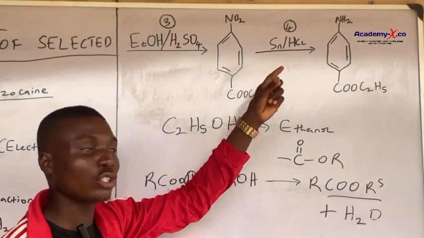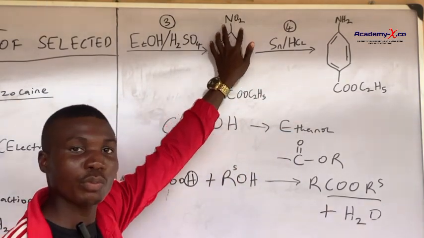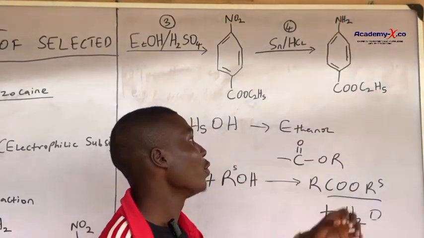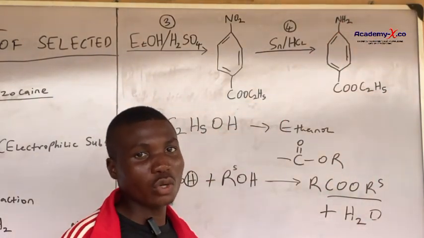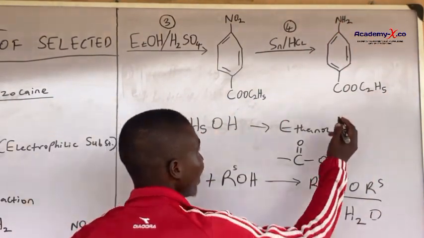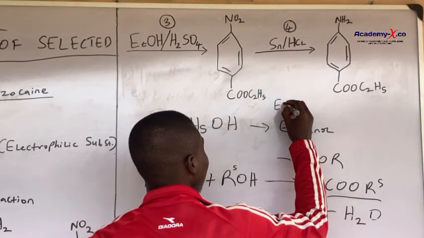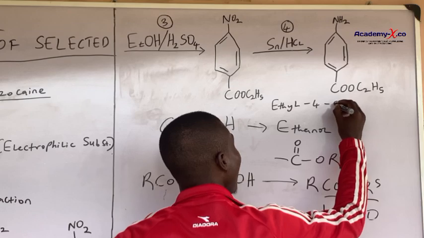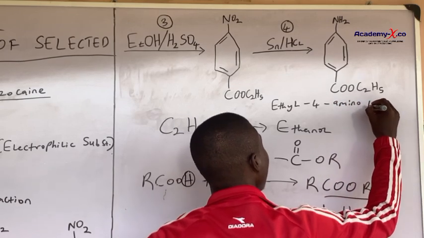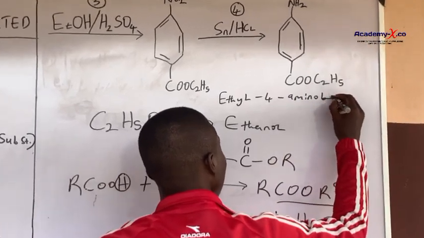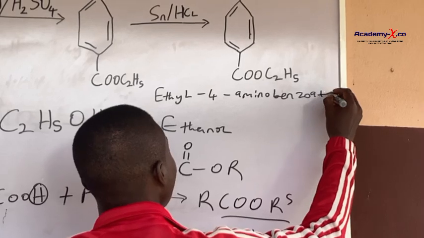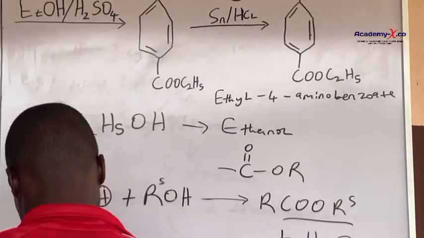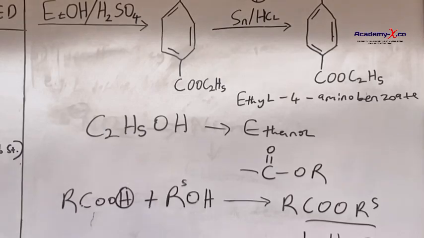It's a reduction reaction, and what is reduced? The nitro group is reduced to what? The amino group. So now we have our amino group, and this is our benzocaine. So what is the IUPAC name of benzocaine again? We said that benzocaine is ethyl 4-aminobenzoate.